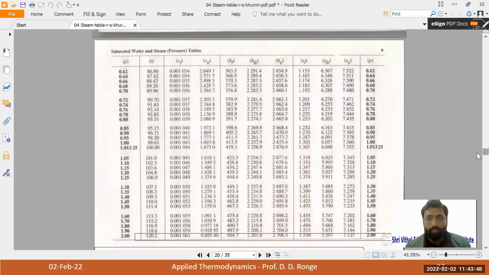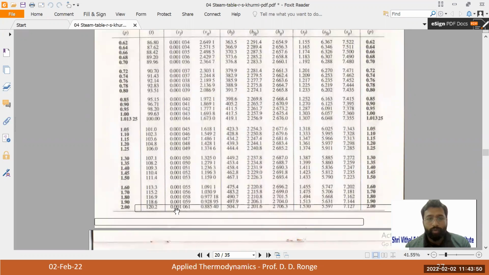Vf here, at 2 bar it is 0.001 and Vg is 0.885. What is our calculated specific volume?